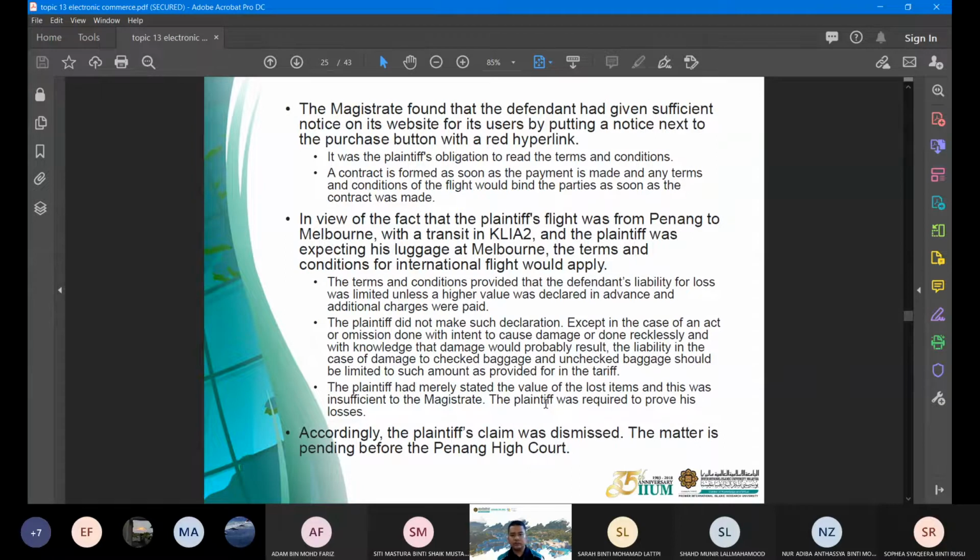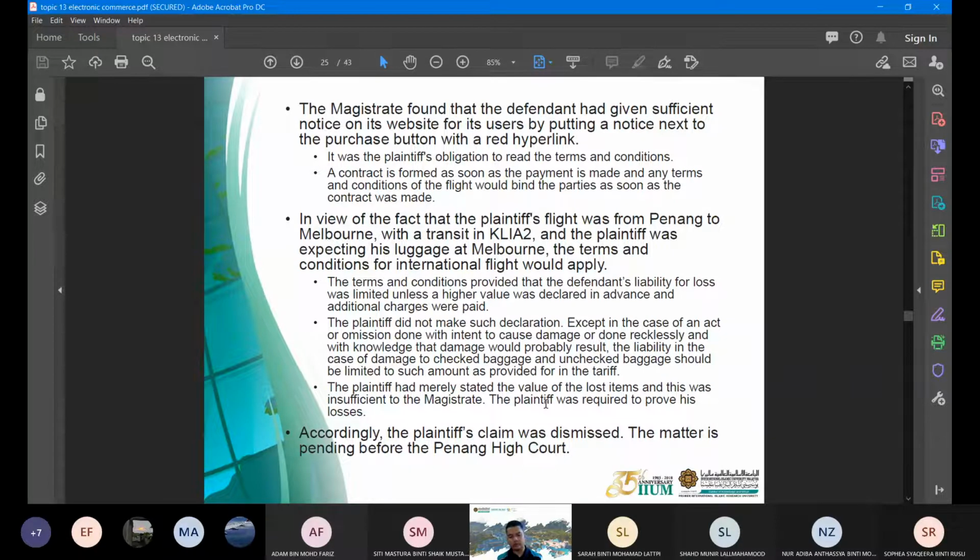The magistrate also found that defendant had given sufficient notice on its website by putting a notice next to the purchase button with a red hyperlink. So if you click that red hyperlink, it will go to the terms and condition, and the contract is formed as soon as the payment is made. And any terms and condition of the flight would bind the parties as soon as the contract is made. So in this situation, the plaintiff's claim was dismissed.